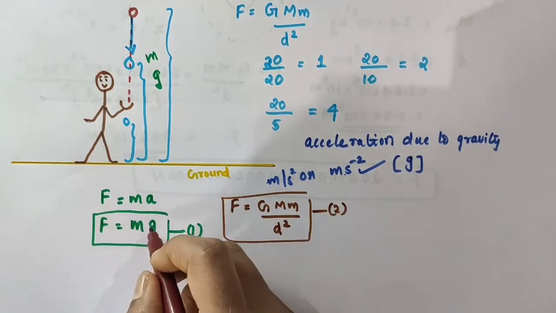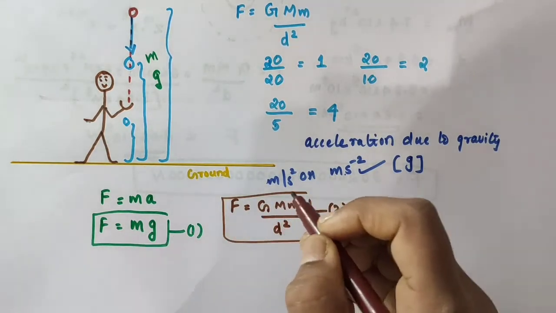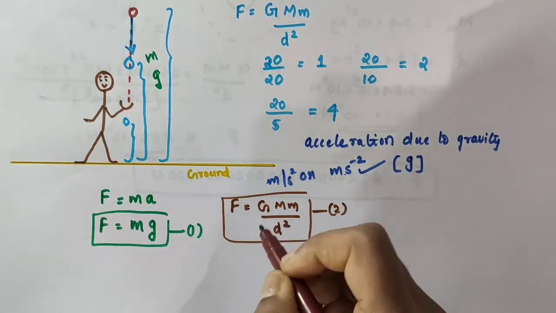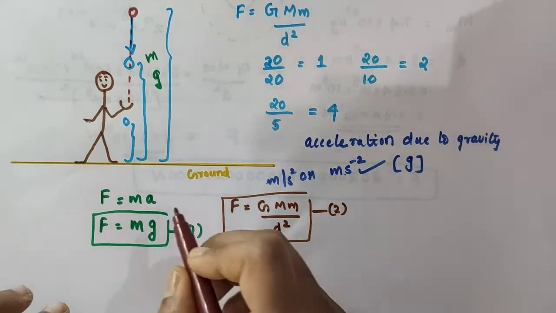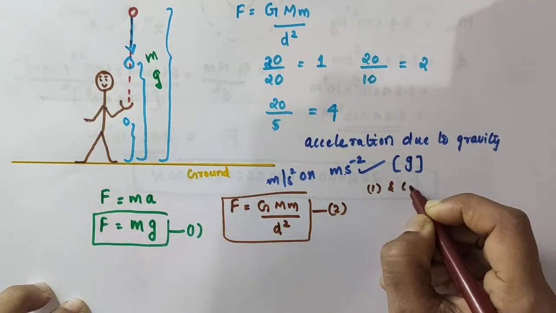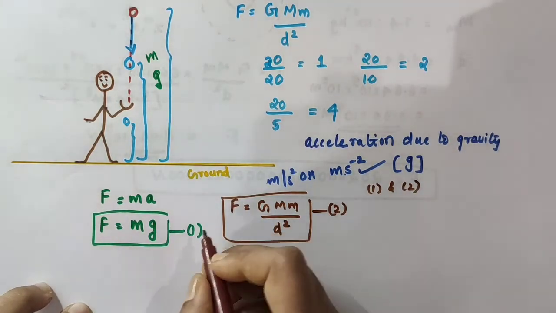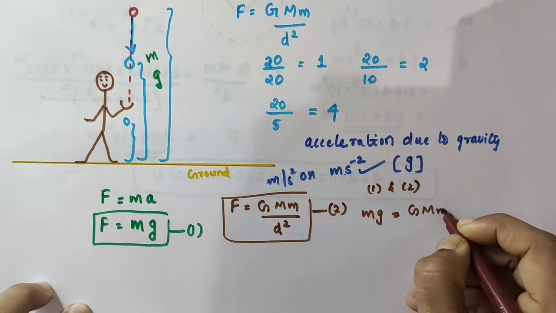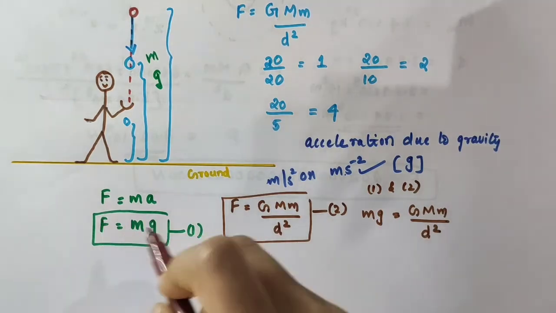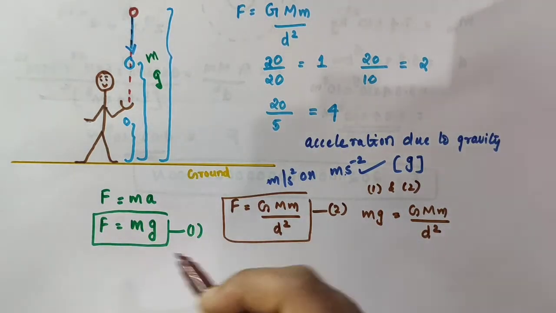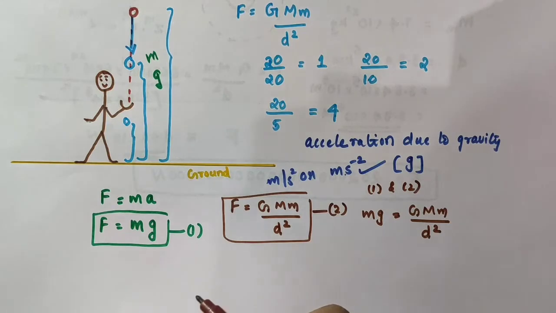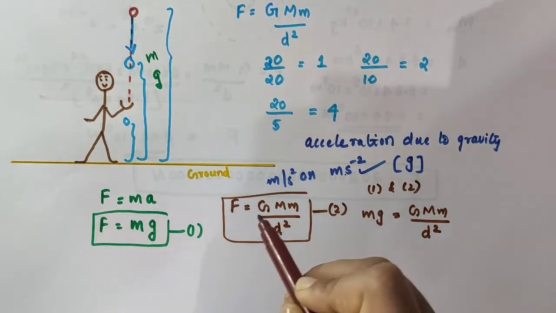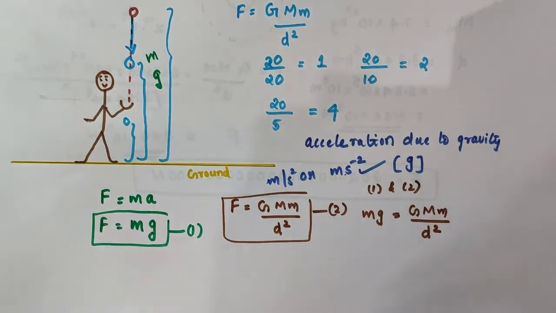So we have F equals m into g, and F equals G M m by d square. The left hand sides of both the equations are the same, so the right hand sides must be equal. So I'm equating equation number 1 and equation number 2, so that we can write m into g equals G M m divided by d square. Both are expressions for the gravitational force, so we can equate these two expressions and write m g equals G M m by d square.